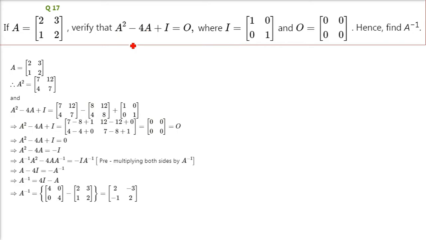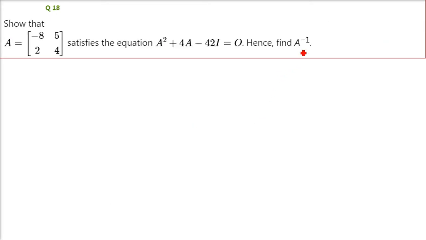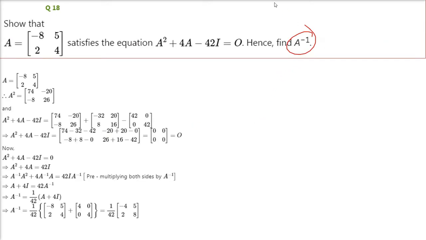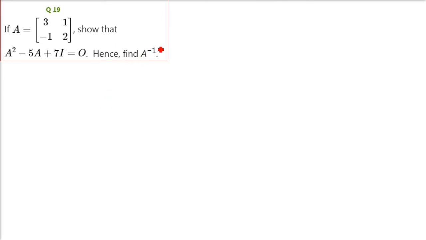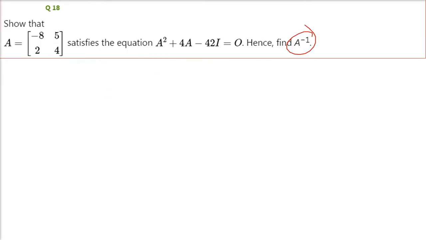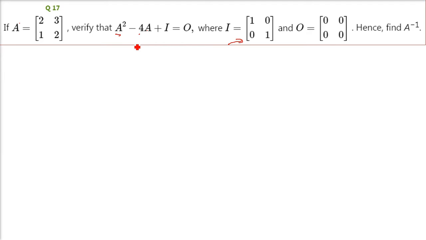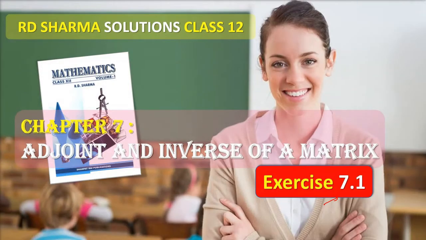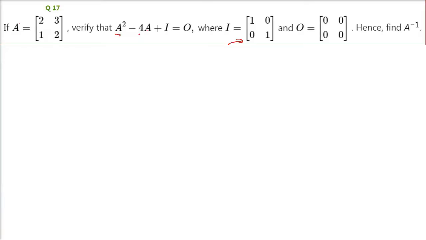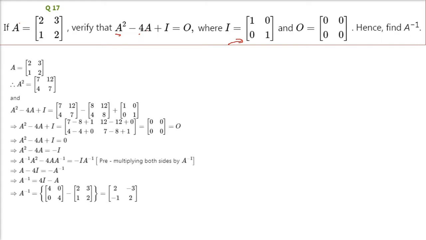Now these are the questions which are following. So we need to find out A inverse, here also A inverse. So there are various questions. So let me do this question properly so that you are comfortable in the next questions. So what we'll do here is, this is A, and we'll multiply A with A, that is A square we are going to find out.